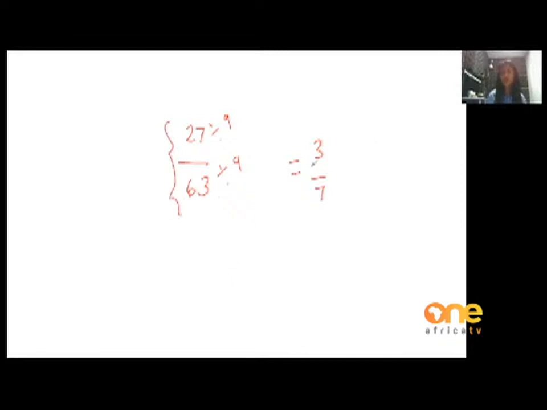Okay. So in this instance, the highest common factor is 9, and so I've divided my numerator and denominator both by 9, and therefore my answer is 3 over 7.